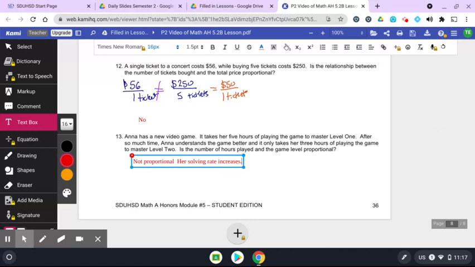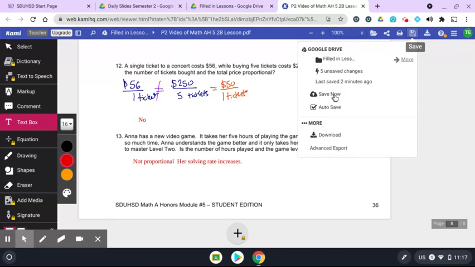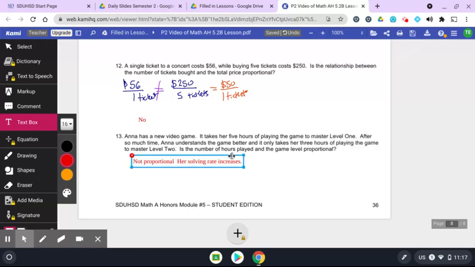All right, that's the lesson. If you're doing electronic, hit save. If you are on paper, neatly put it in your binder, and then you are off to do your homework.